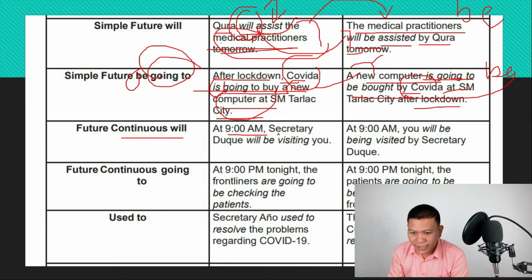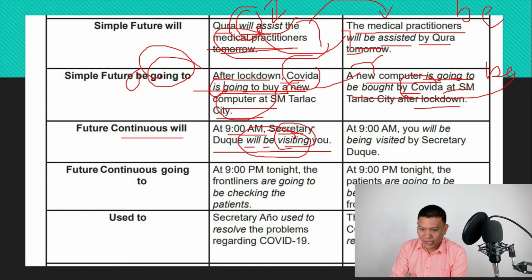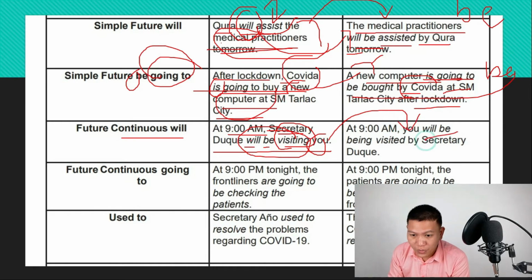Okay? Next, for the future continuous or future progressive form, we will use this one. At 9 a.m., Secretary Duque will be visiting you. So this is the simple future continuous form. Will plus be plus progressive verb. Okay? And then so we will convert it. So this becomes the subject. At 9 a.m., you, and then will be, we will take will be, and then we will just add being.